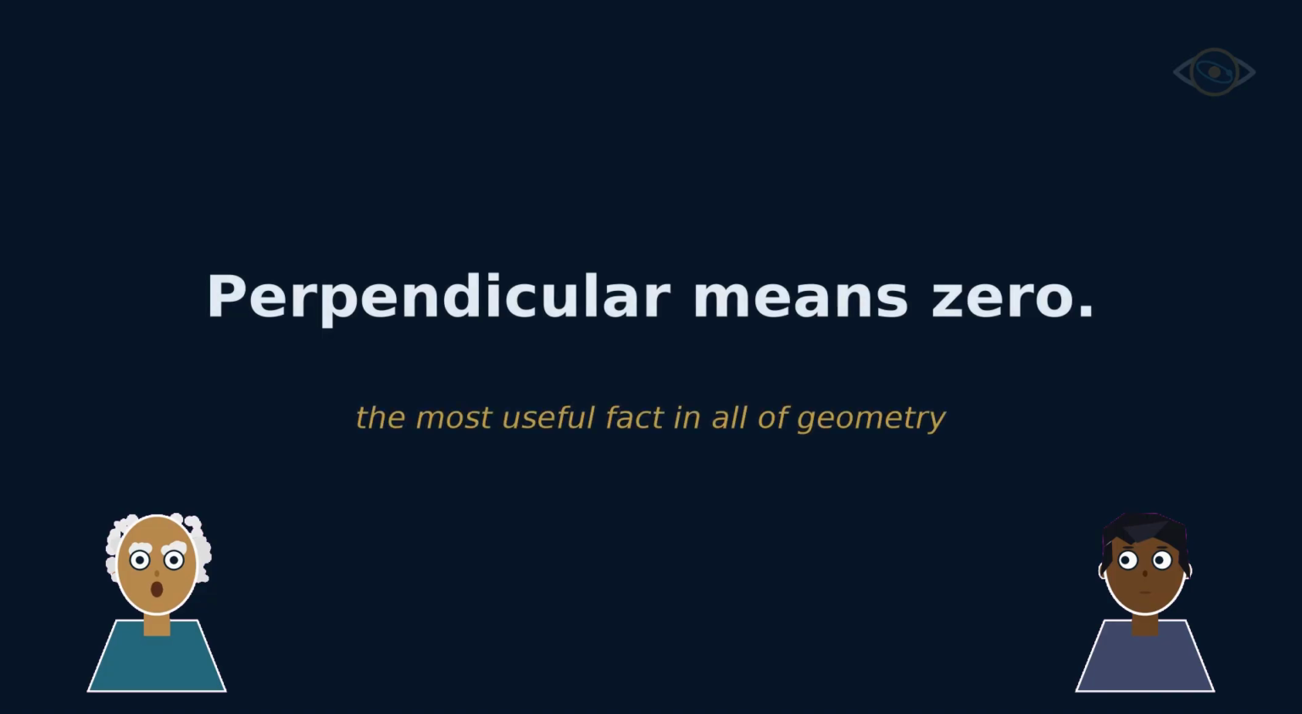One special case does enormous work. If the dot product is 0, the vectors are perpendicular. That single test is how we check right angles in any number of dimensions. No protractor needed. Just compute one number and see if it's 0.